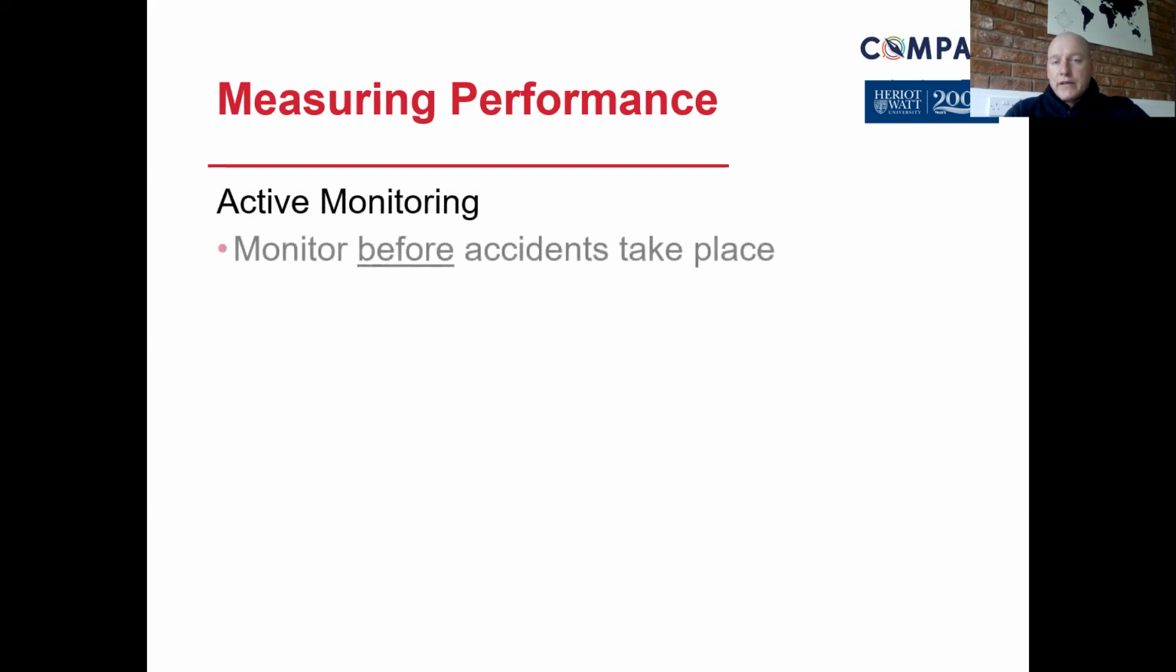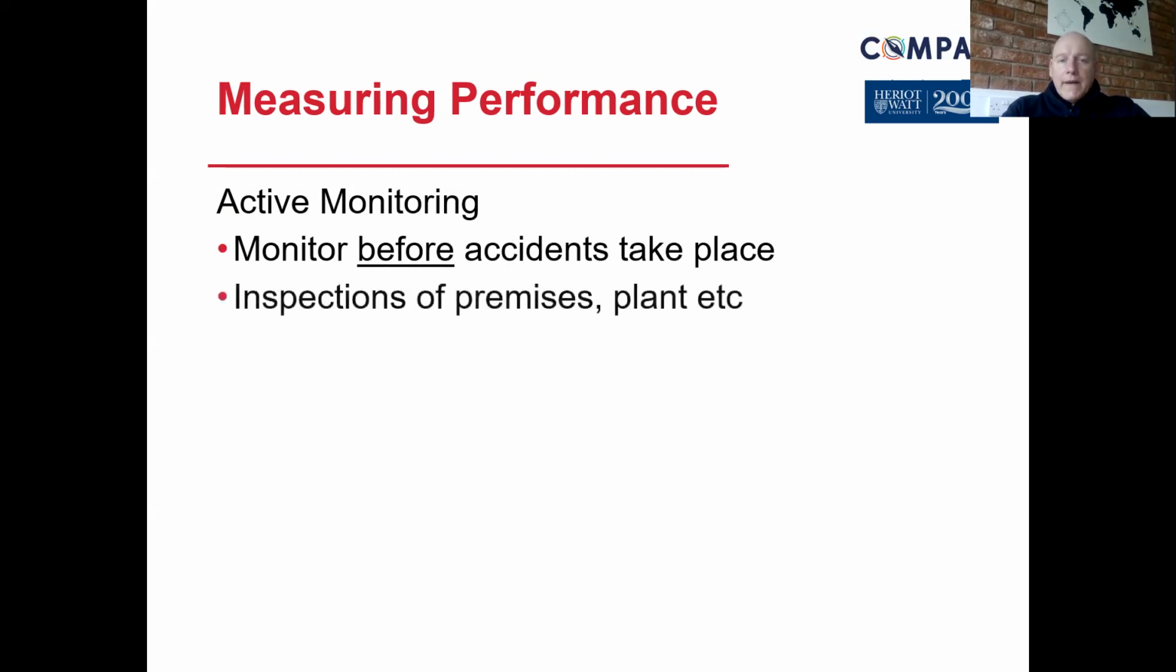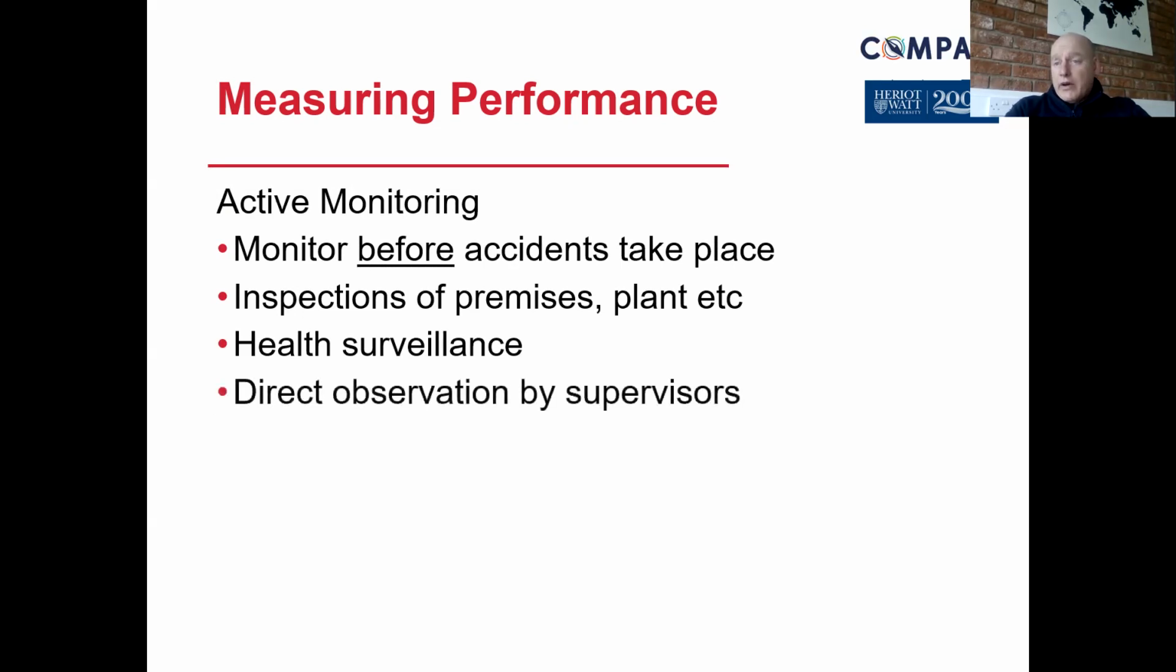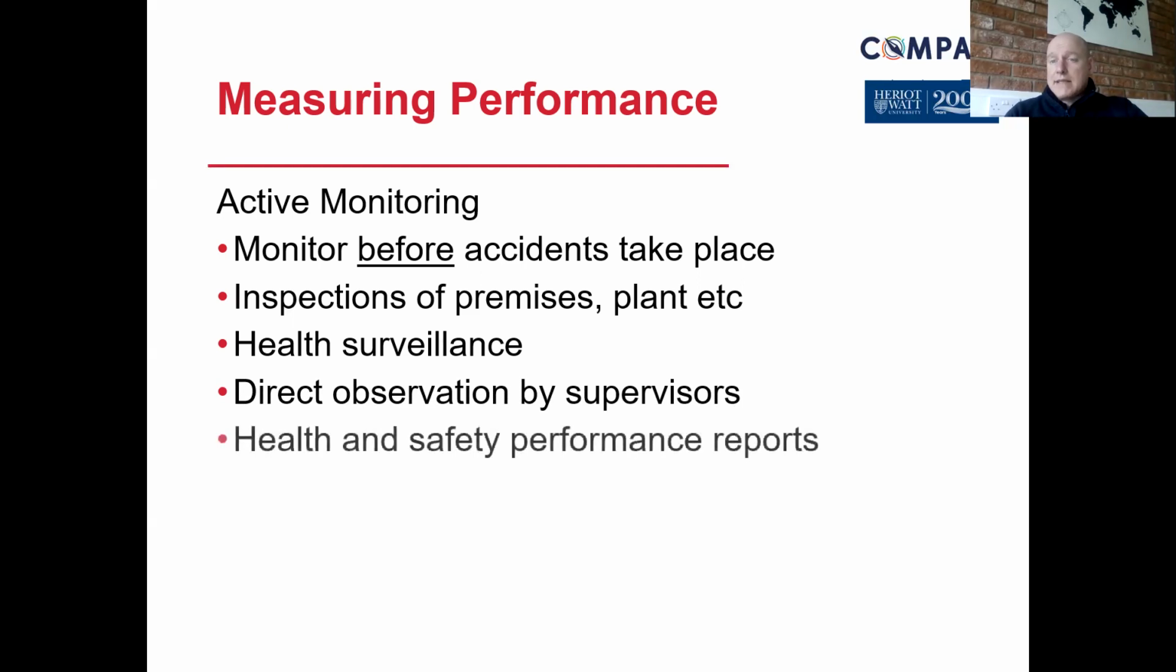In the active monitoring, we're looking at information that tells us how we're doing now before accidents take place. So inspections of premises, housekeeping checks, inspections on plant and equipment, health surveillance. People are not reporting ill health, or in fact, there's a performance measure that's going in the right direction. Observations and information that comes back from supervisors saying, yes, the attitudes and behaviours of staff when they're performing those tasks appears to be good. Health and safety performance reports.